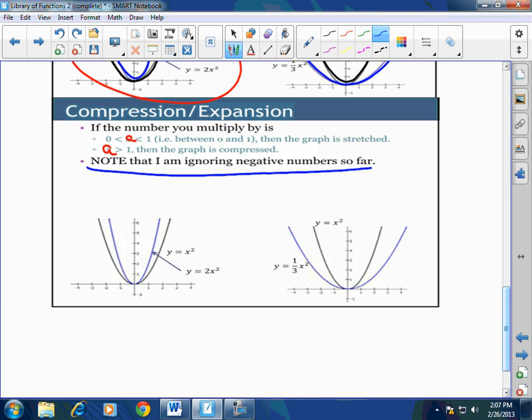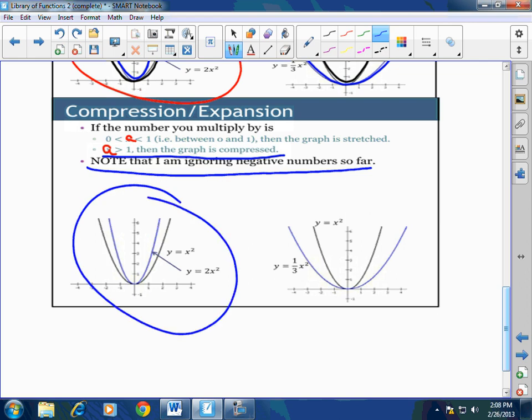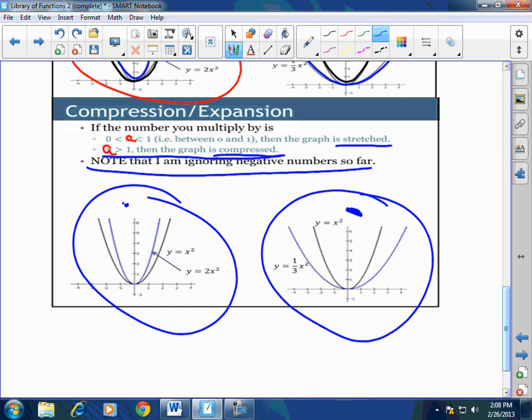Absolute value of A is greater than 1, then the graph is, well, you see, they compressed it, but that's horizontally. This is a vertical stretch. When the absolute value of A is between 0 and 1, it is a vertical compression. So remember, vertical stretch is the same thing as horizontal compression. Vertical compression is the same thing as a horizontal stretch. Remember that they're reversed. They're the same thing.